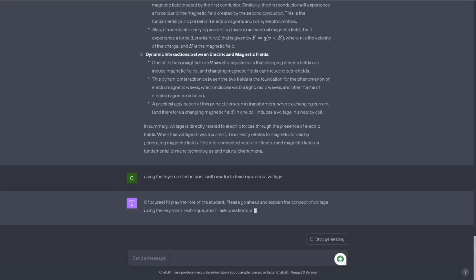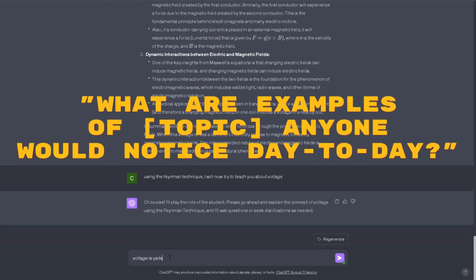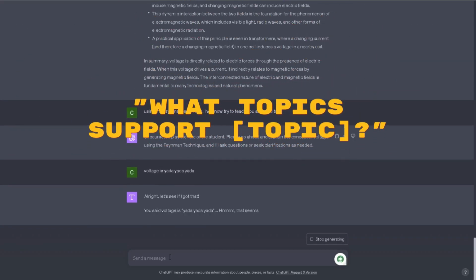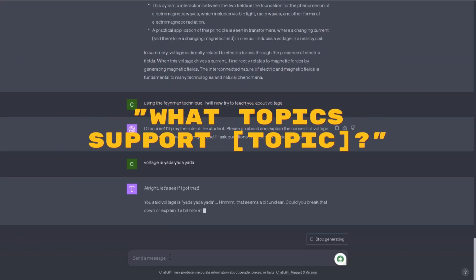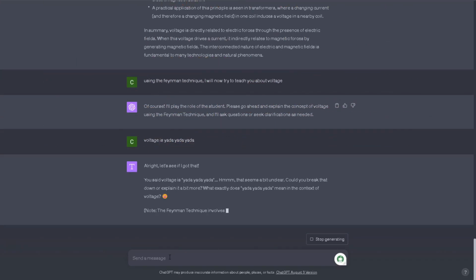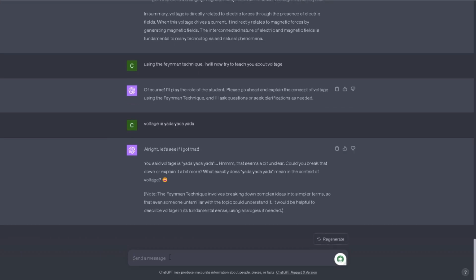But remember, everything is contextual. What is the opposite of this topic? What are examples of this topic anyone would notice day to day? What topics support this topic? And which topics does this topic support? Like position supports velocity, but velocity supports acceleration.